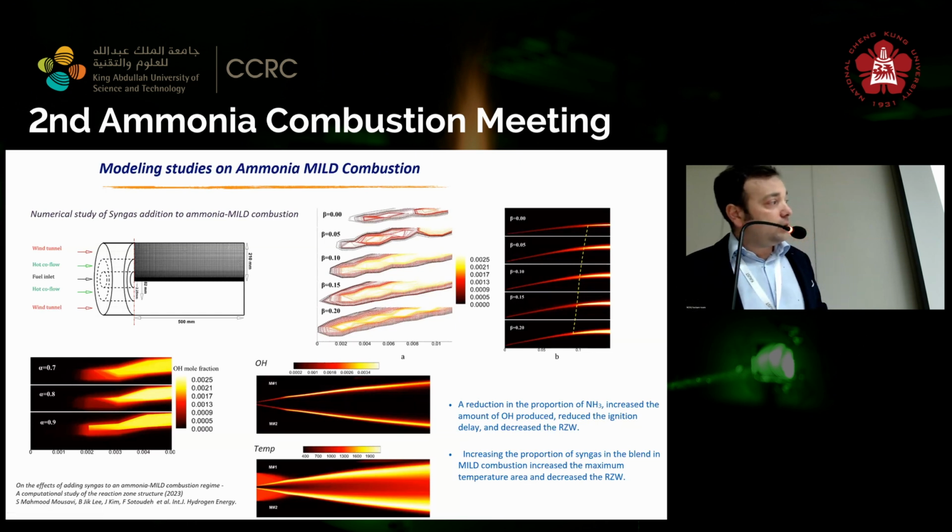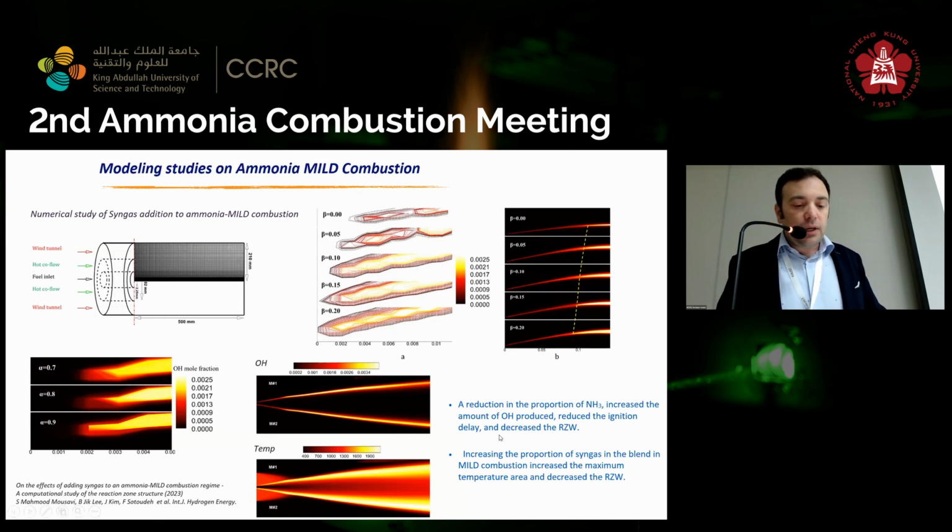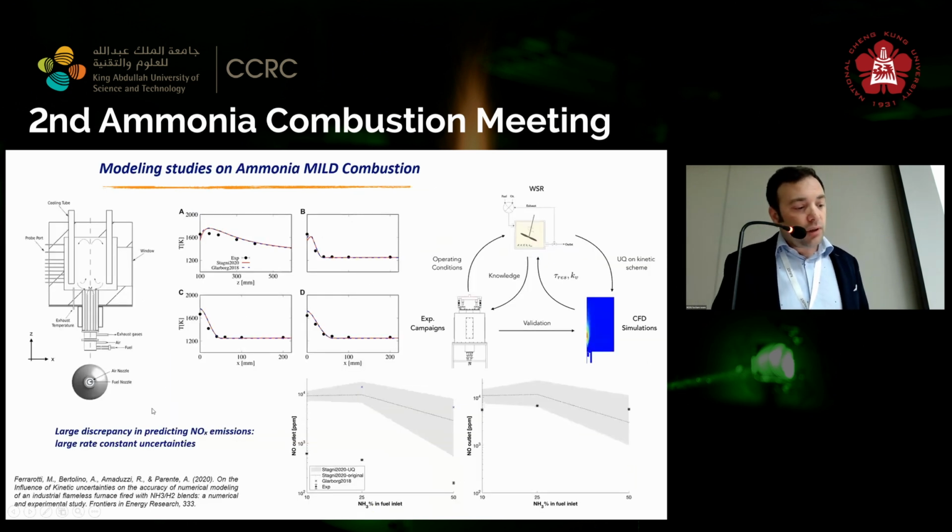This is a result very similar to what we obtained in our reactor that I reported before, and it decreased the reaction zone extension. In particular, by increasing the proportion of syngas in the blend, the maximum temperature area increased and the reaction zone width decreased. There are also other results from the Parente group at ULB. In a semi-industrial furnace, they used ammonia and ammonia-hydrogen fuel blends and modeled the system through a reactor network on the basis of the CFD. They found quite good agreement on the temperature, but large discrepancies in terms of NOx emissions, mainly related to the uncertainties on the rate constants of the kinetic model.